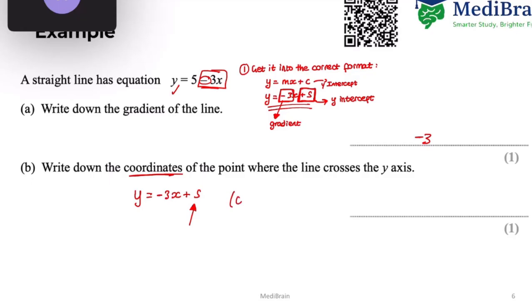So it's going to be 0, 5. That's the coordinates of the point where it crosses the y-axis. So your coordinates are going to be 0, 5. Okay?